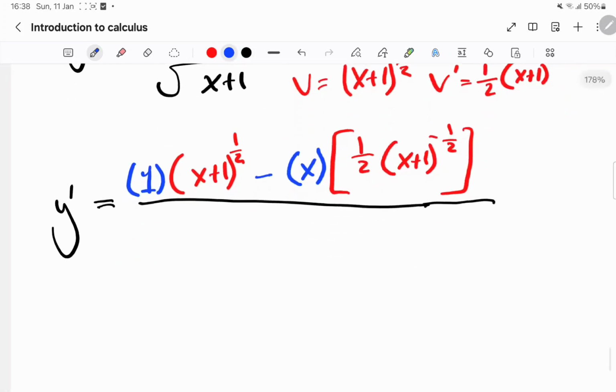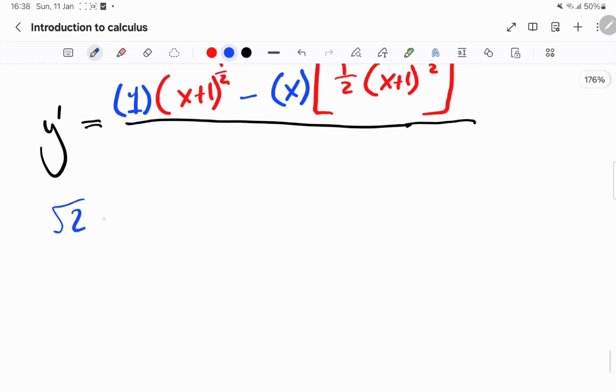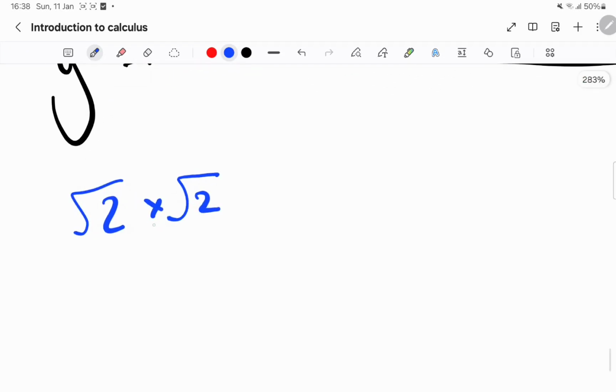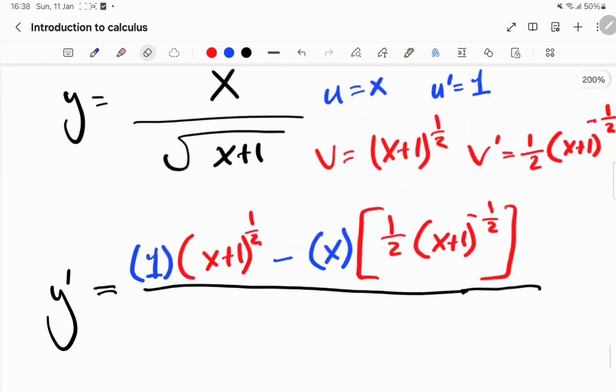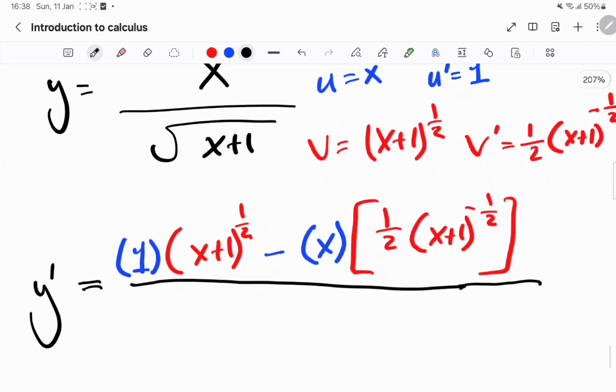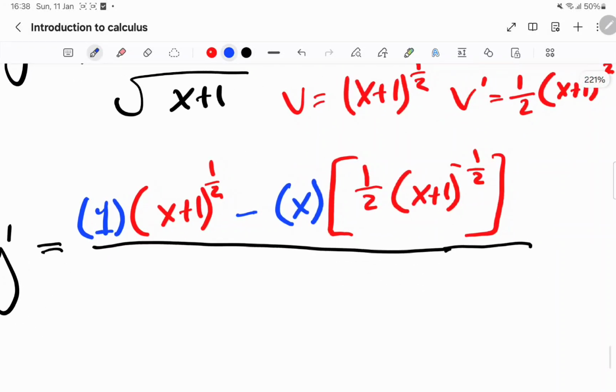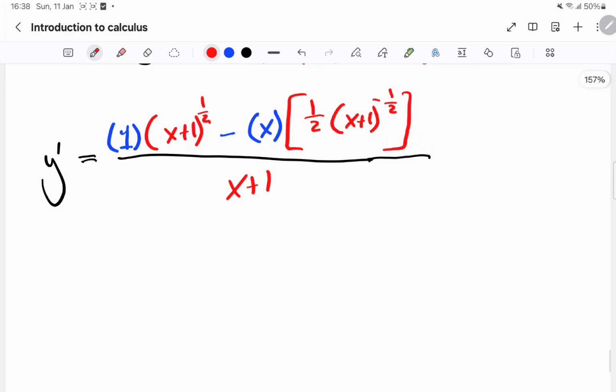All over, you guys remember, you have two square roots multiplied by each other, you just get the number. They cancel each other out. So, what would square root of x plus 1 squared be? Just simply x plus 1. Okay? That's our first step right there.